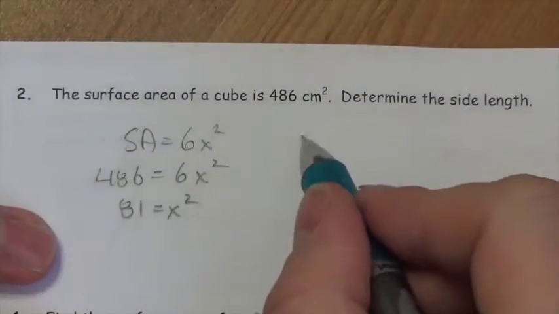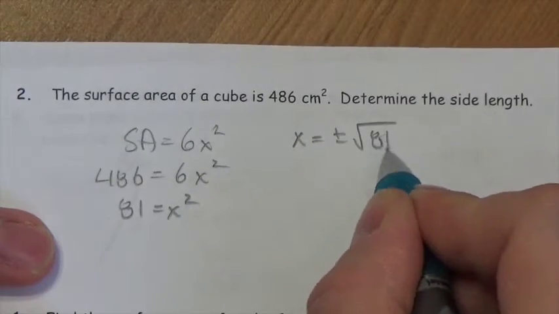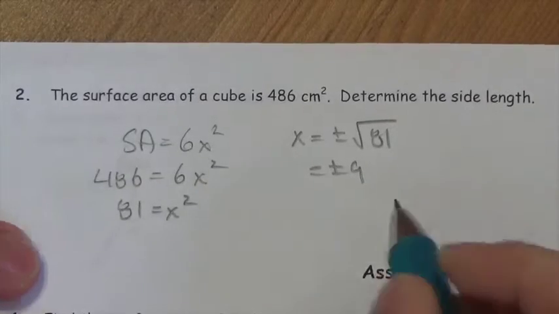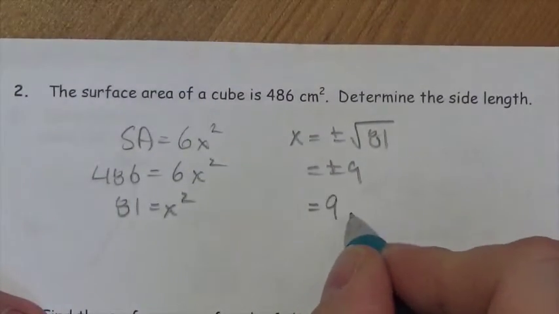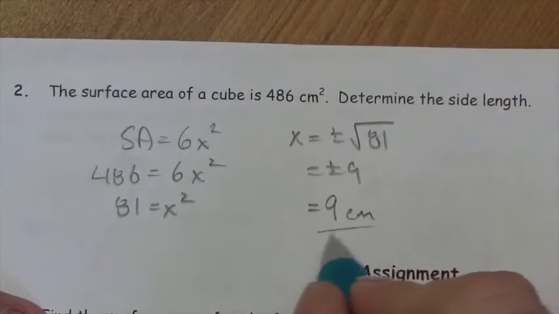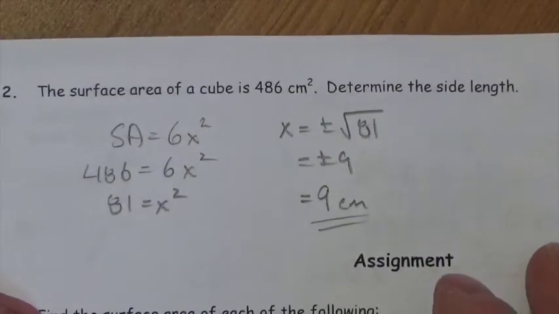And then I got to take the square root of both sides, so this is going to be plus or minus square root of 81, which is going to be plus or minus 9, except that I know that the negative doesn't make any sense in this context, so it's just going to be 9 centimeters is going to be the length of the side. And that's all I really got to do. Let's now take a look at the assignment.